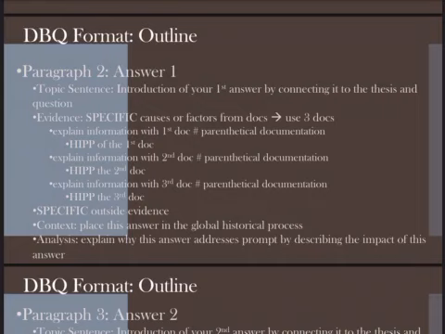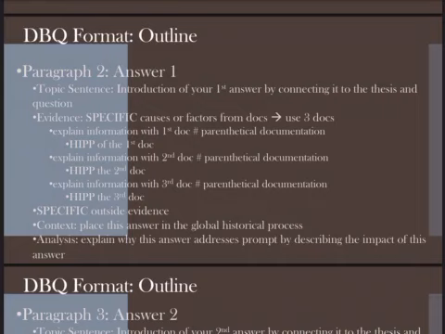After you use 3 documents to support your answer, then you have specific outside evidence. If you'll remember from the points module, this is where you find information that is detailed, specific, bold, direct, and supports your answer. You just can't find it in the documents.